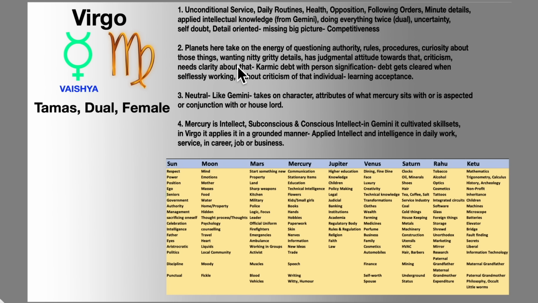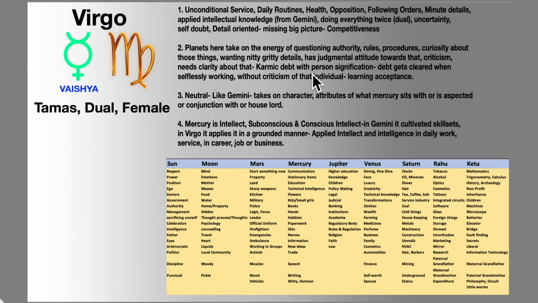Virgo needs help. You need to take help of that person, whatever is sitting there. It's a karmic debt with the person's signification. Means if it is Sun sitting there, it might be with father, Moon with mother, Mars with brothers, Mercury with kids, siblings and neighbors. Jupiter means with your teacher, Venus means with your spouse, Saturn means with your work colleagues. Rahu and Ketu might be with even your grandparents.